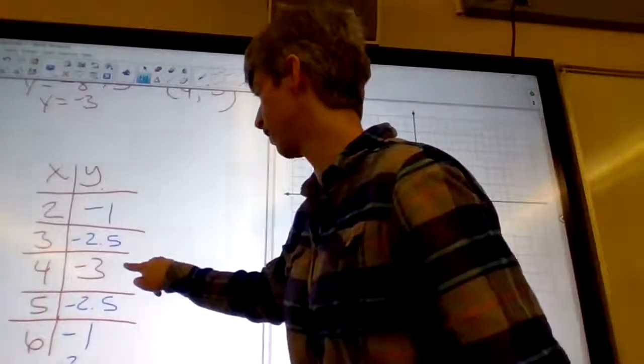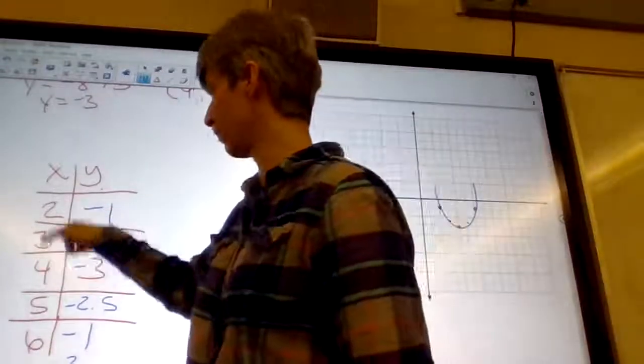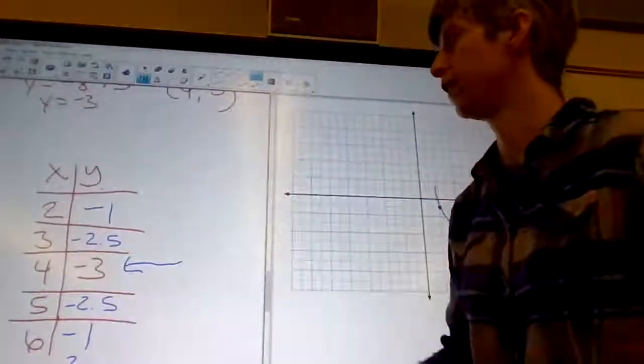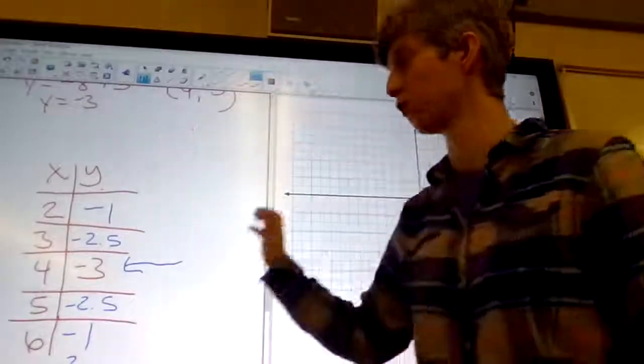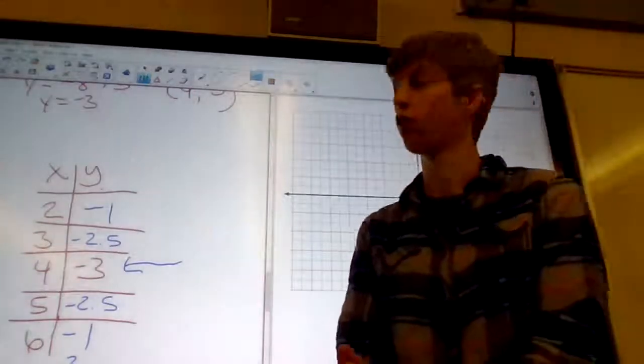So here was my vertex. Then you're going to get your x's, you're doing 2 to the left and 2 to the right of your x coordinate of your vertex. And then you have to put those numbers back in your original problem to get the y. That is how you graph a quadratic equation.